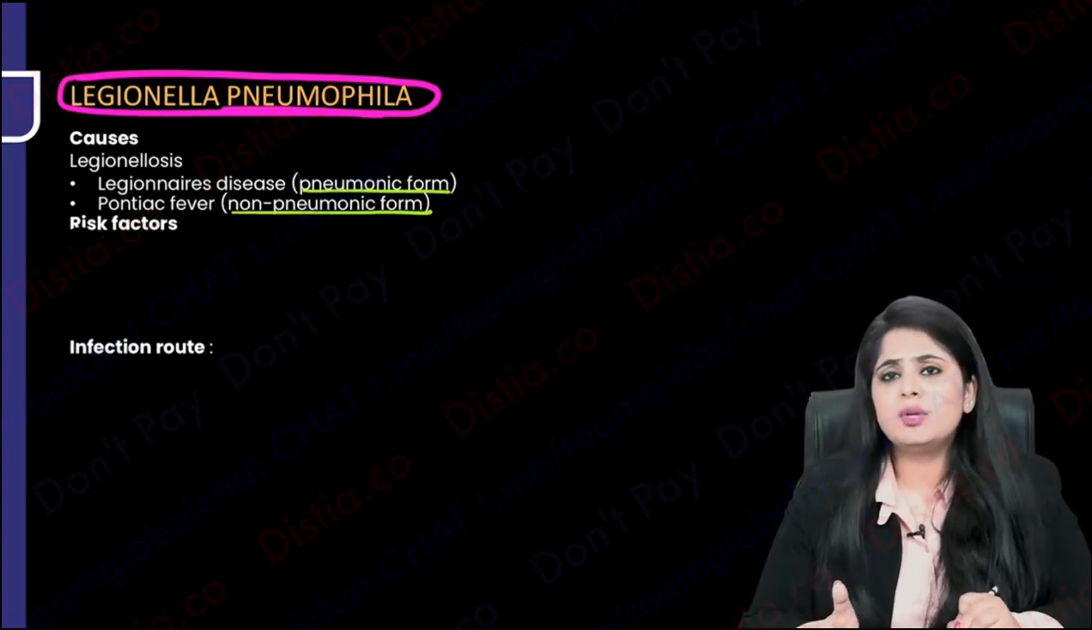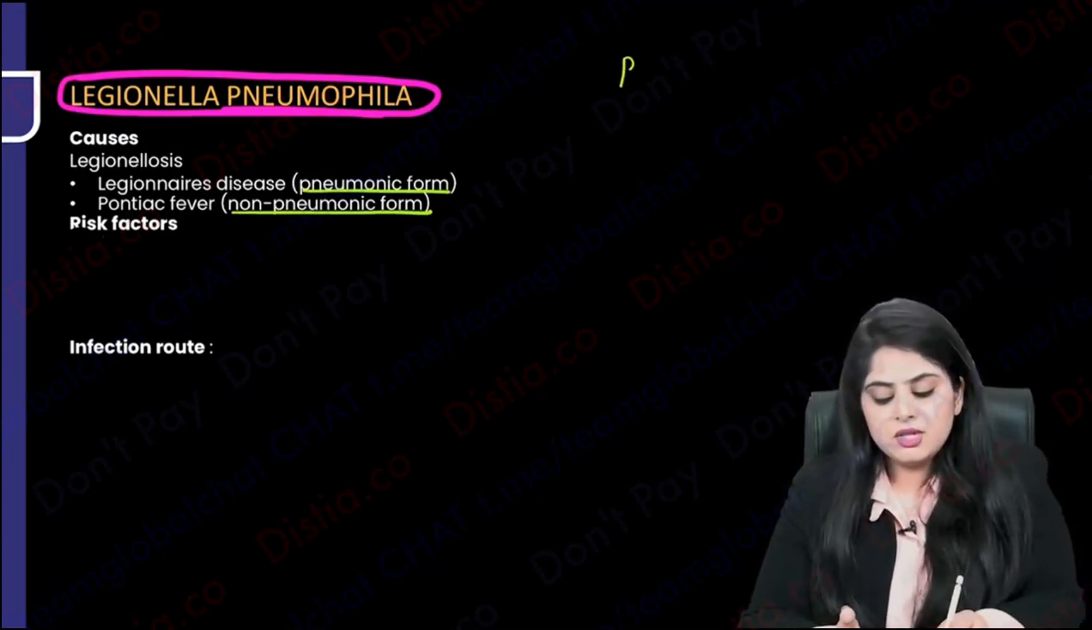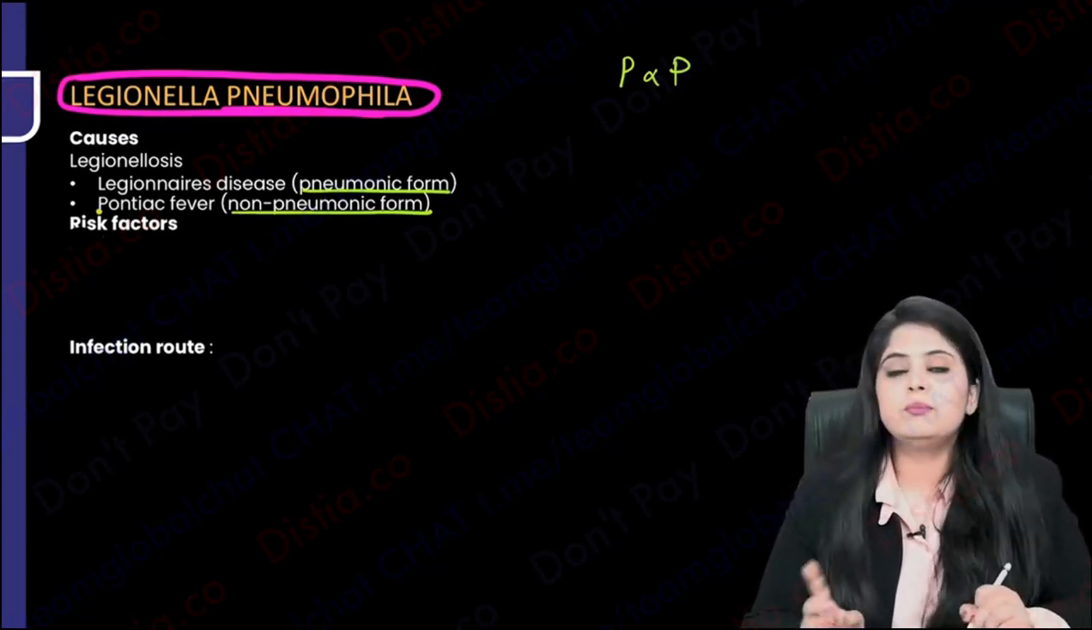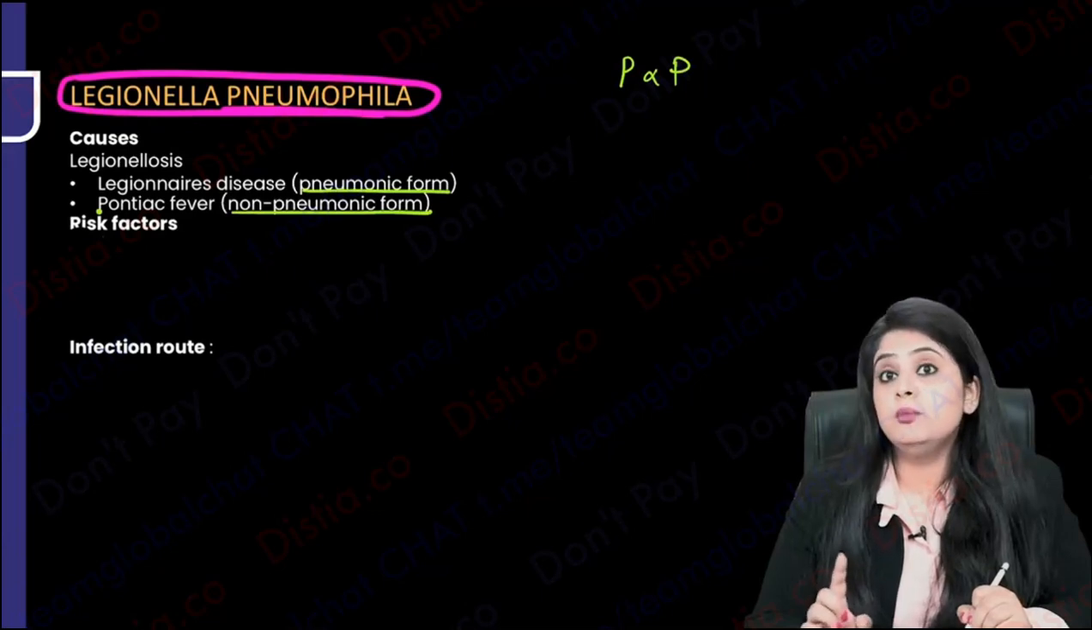And you know guys, what is my favorite mnemonic in Path and Micro? P is not for P. So if I say, what is Pontiac fever? You say Pontiac fever is not pulmonary, not the pneumonic form.